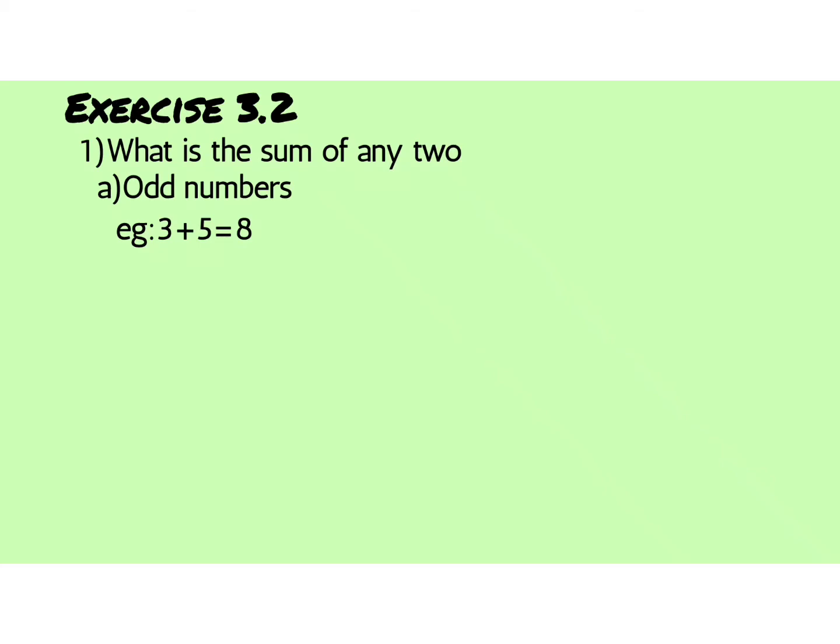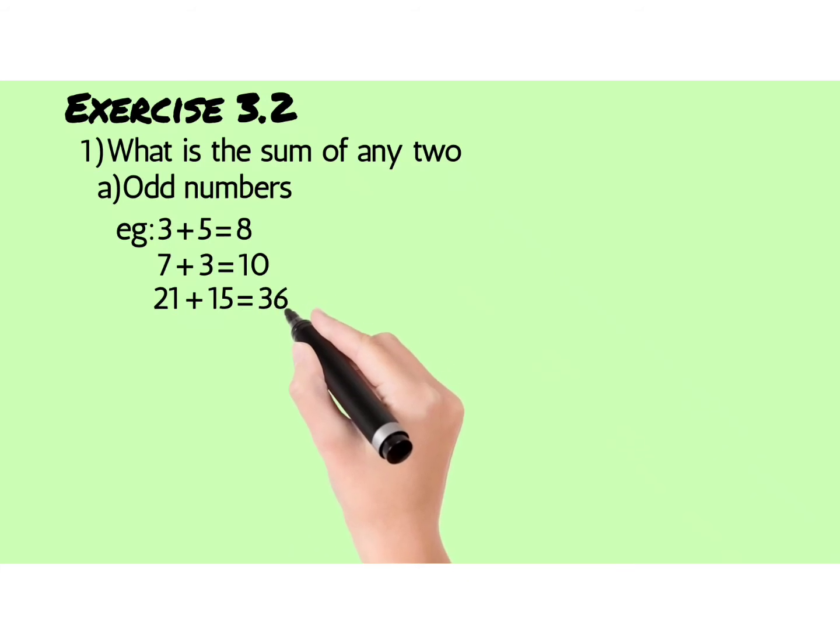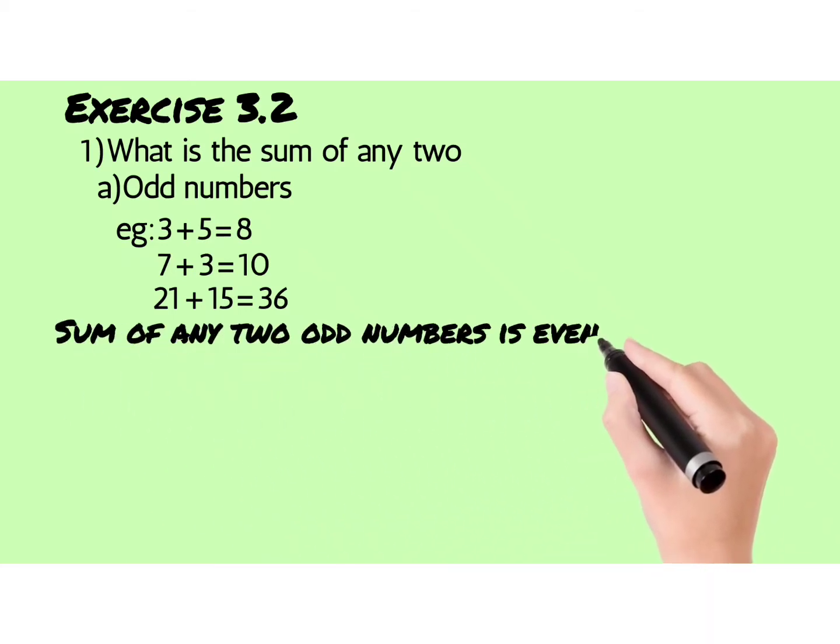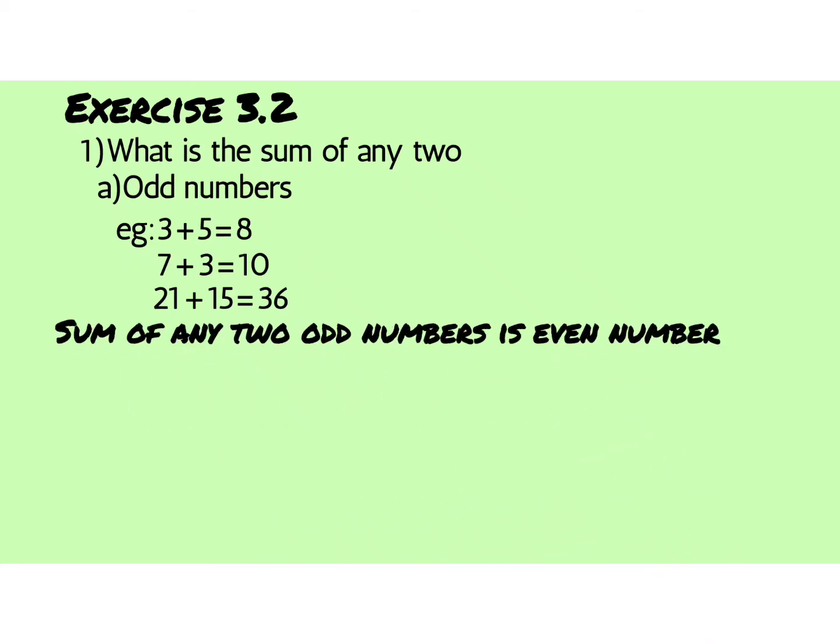Let us take another example. Suppose 7 plus 3. 7 and 3 are odd numbers. Their sum is 10. That is an even number. Let us take some big numbers. Suppose I take 21 plus 15. 21 plus 15 is equal to 36. Their sum is an even number. So we can say that the sum of any two odd numbers is an even number.